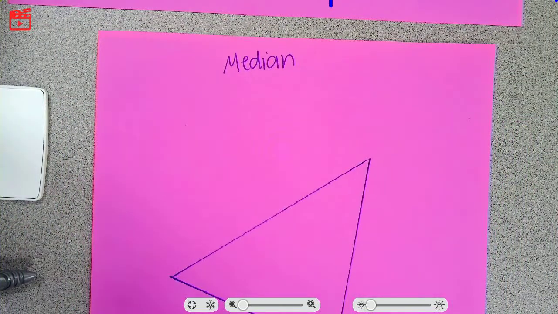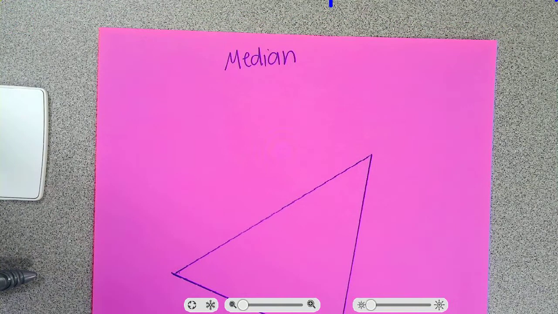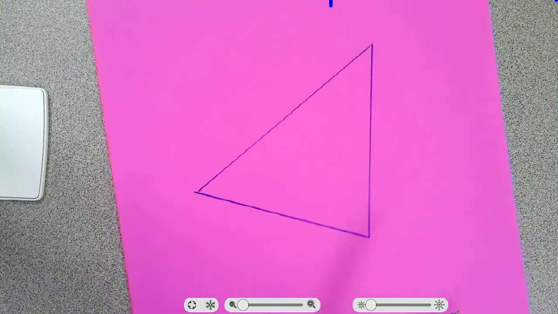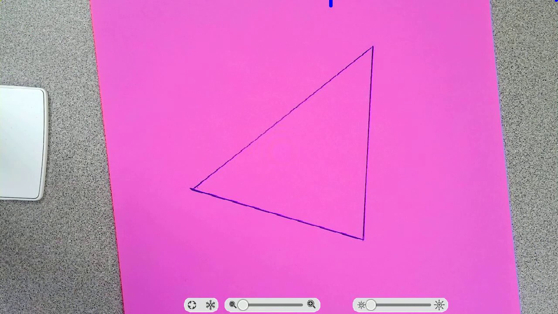So what is a median? Nobody knows what a median is. It separates, it connects the midpoint of two sides. That's a mid-segment, but good try. A median cuts the opposite side in half and meets the vertex. So it goes from the vertex to that midpoint of the opposite side.